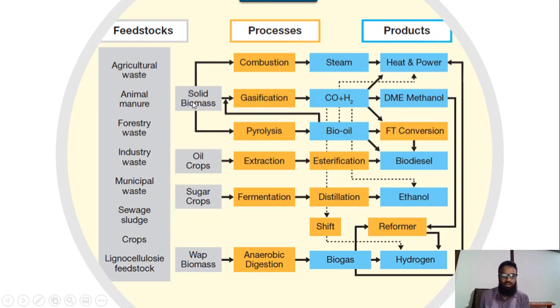The second process is gasification. We mix this solid waste with water and some chemicals, and it decomposes to produce carbon monoxide, carbon dioxide, etc. And then its output will be used to produce methanol, and methanol will be a biofuel. Similarly, the pyrolysis process is used to produce bio-oil, and after FT conversion, it will be converted into biodiesel. There are some crops which are basically oil crops, and after extraction of the oil, we use esterification. Esterification is a process to convert this oil to a useful component, and then we will produce biodiesel.